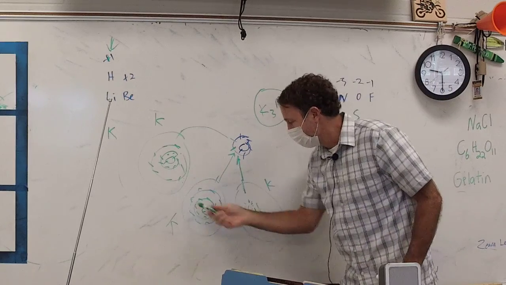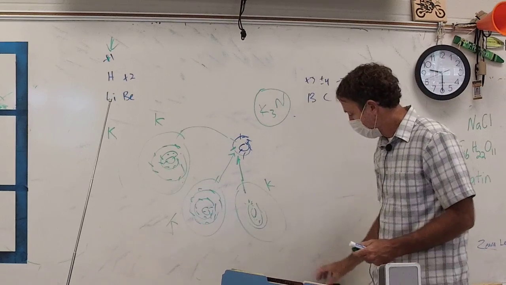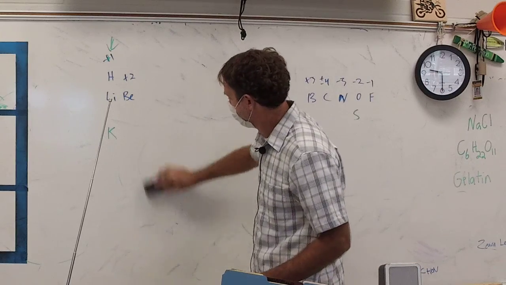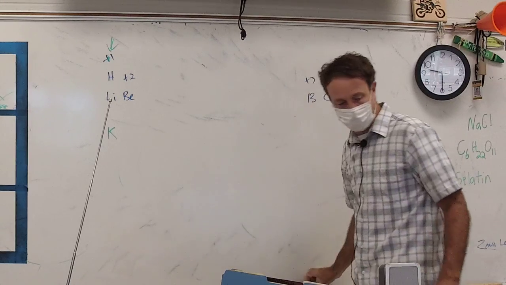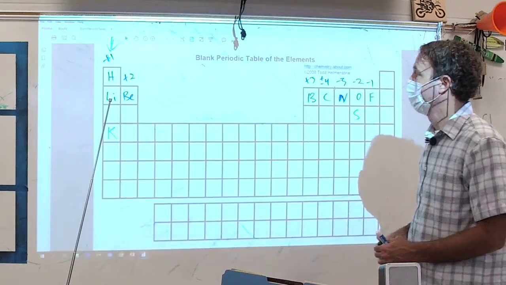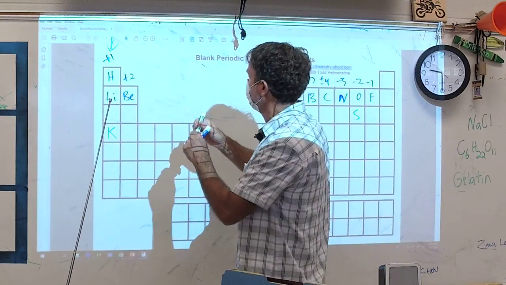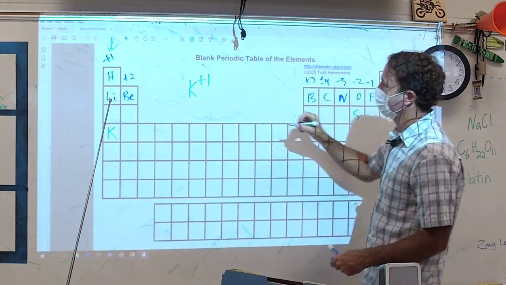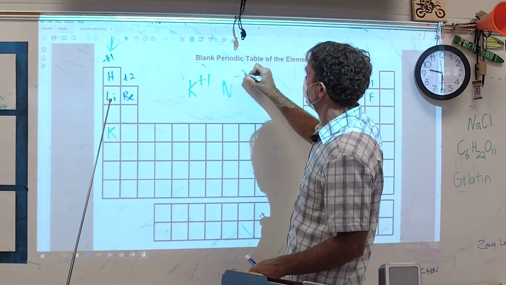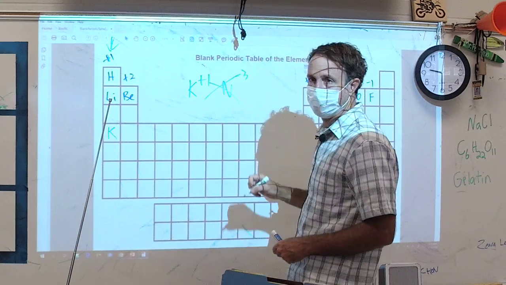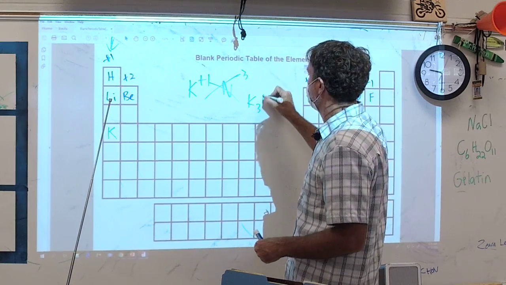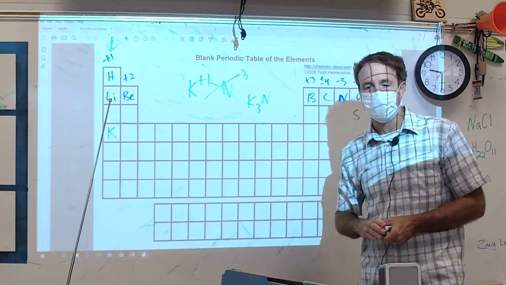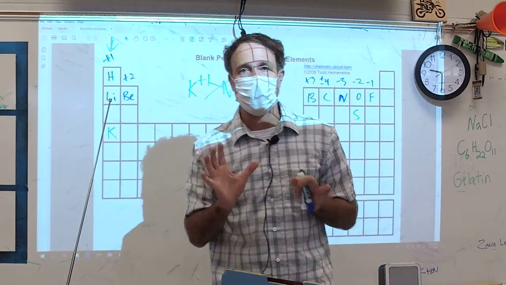You don't have to draw this stuff every time. All you have to do is what we've been doing, which is look at your table, say potassium's in +1, nitrogen is in -3. Crisscross. K3N. Done. That's how you write binary formulas for simple ionic compounds.